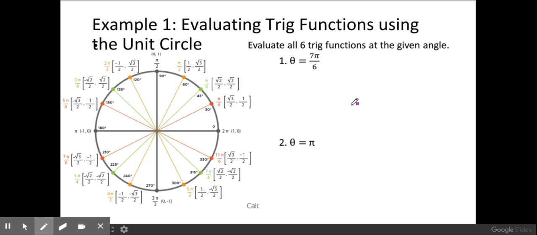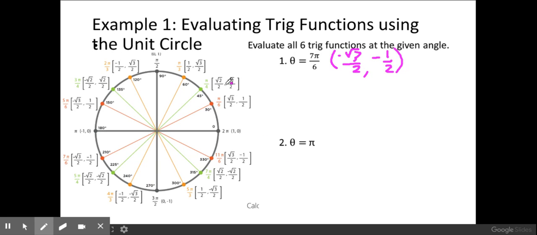So when we do this, the first step is always to find this value on the unit circle and to get the point that goes with it. So I would have your unit circle handy, and here I have my unit circle. So I go around the radians, and here is 7 pi over 6. So this is the coordinate point that goes with 7 pi over 6. Negative square root 3 over 2, negative 1/2.